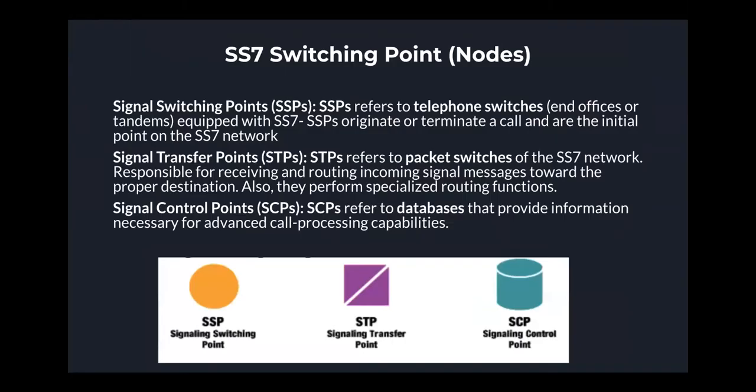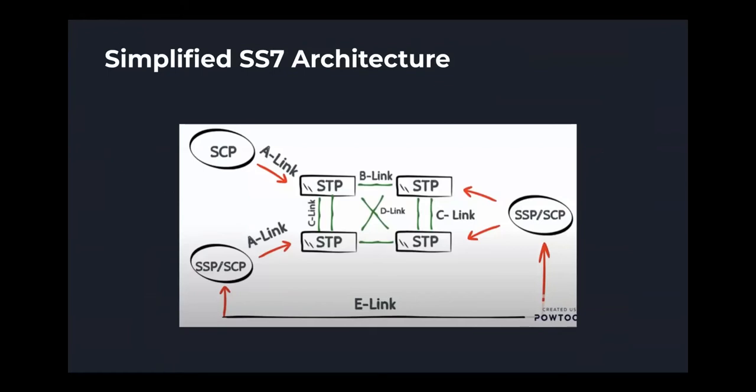The fourth slide. SS7 has switch points. Every node in an SS7 network is known as a switch point, and they are divided mainly into three. That is the signal switching point, SSPs, which refers to telephone switches, end offices or tandems, equipped with SS7, which originate or terminate calls.